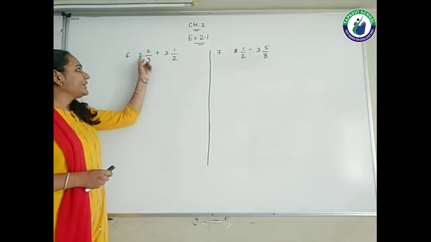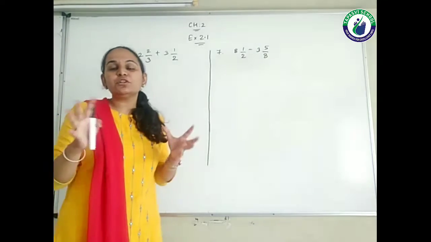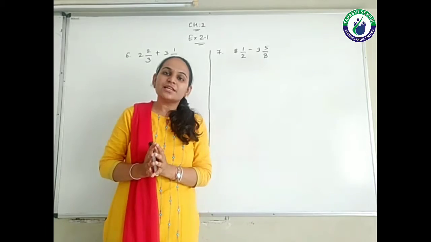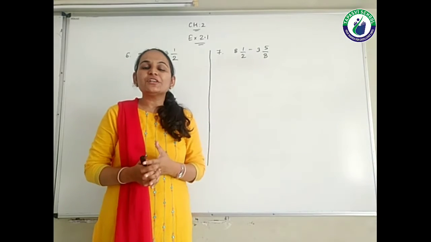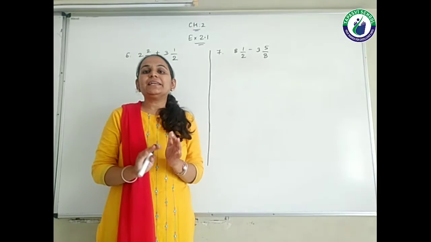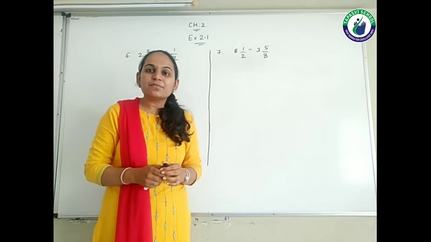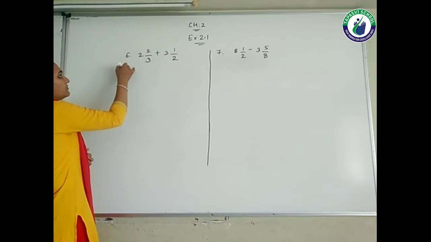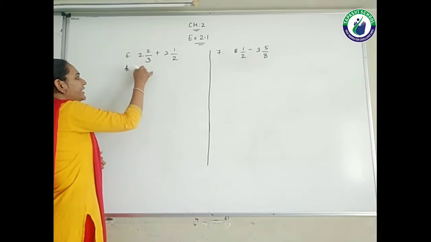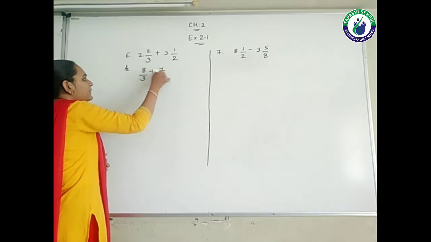2 integer 2 upon 3 plus 3 integer 1 upon 2. Students, both the numbers are mixed fractions. Both the fractions are actually mixed fractions. So the first step is to convert the mixed fractions into improper. Then whatever steps we need to follow, we have to follow. So let's see. 2 3s are 6 plus 2, so 8 upon 3. 3 2s are 6 plus 1, so 7 upon 2.